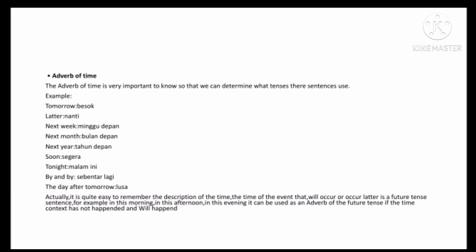Actually, it is quite easy to remember: a description of the time of an event that will occur later is a future tense sentence. For example, this morning, this evening, this afternoon can be used as adverbs of the future tense if the time has not happened yet and will happen.